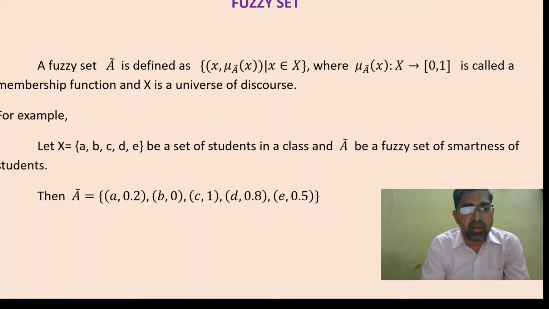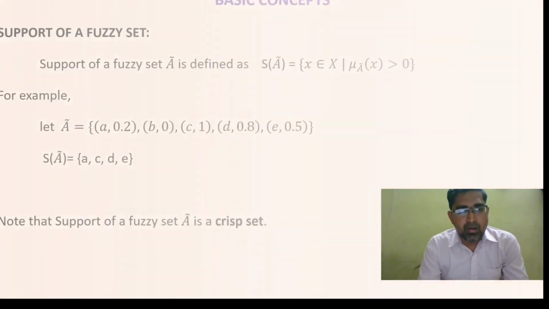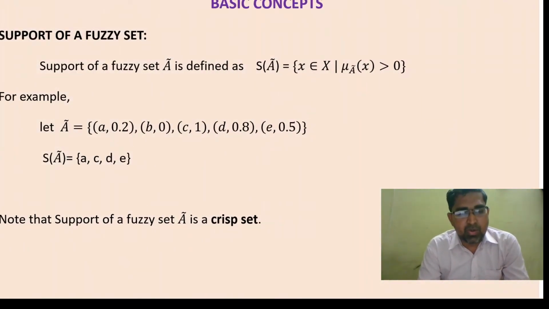Okay. Next, let us see some basic terminology in fuzzy sets. First, the support of a fuzzy set. The support of a fuzzy set is the set of x belonging to capital X such that mu of x is greater than 0. That means those elements having membership value greater than 0 will come into the support of the fuzzy set.